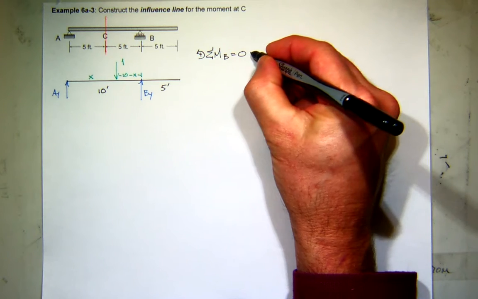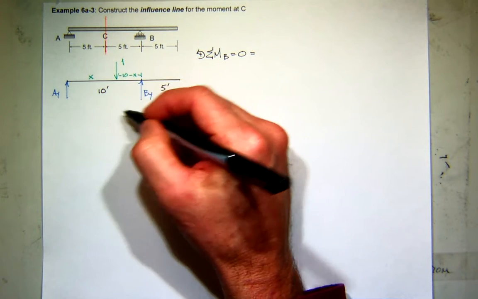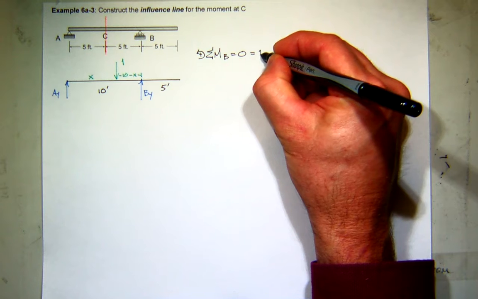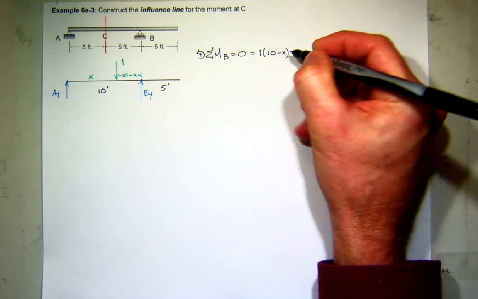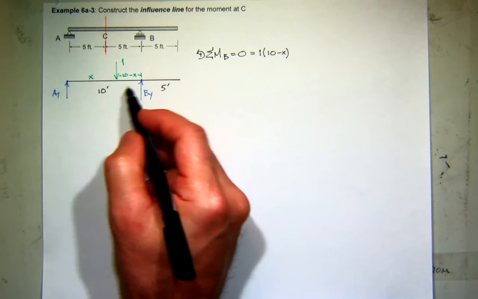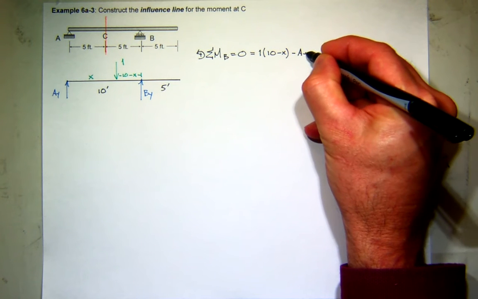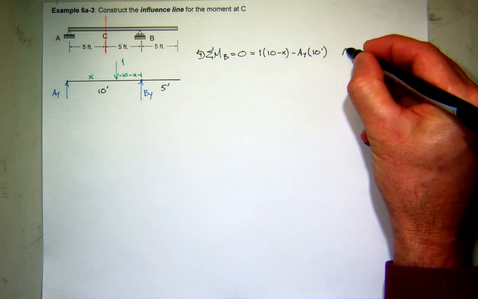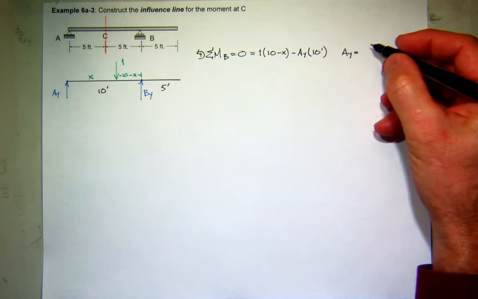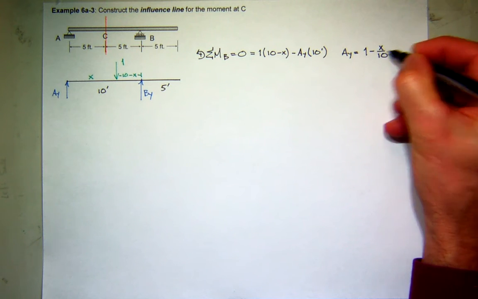So when I'm summing moments about B, this creates what kind of moment? Positive or negative? Positive. So it'll be 1 times a moment arm of 10 minus X. Then AY creates what kind of moment about B? Negative. So that'll be negative AY, the force. And what's the moment arm? 10. So solve for AY, and you get 1 minus X over 10.